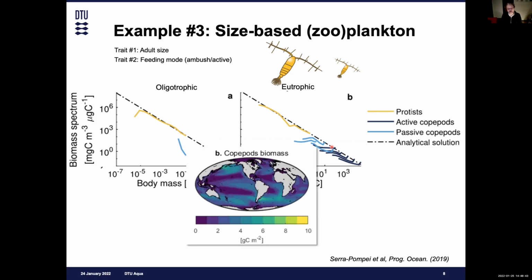There it is. So you have the copepod biomass distribution. Again, you can look at the structure, different places on the globe.